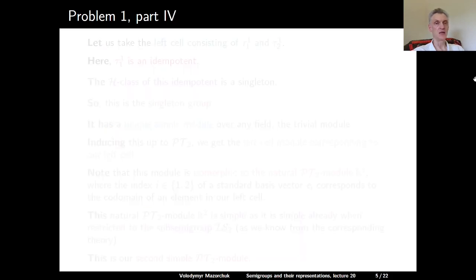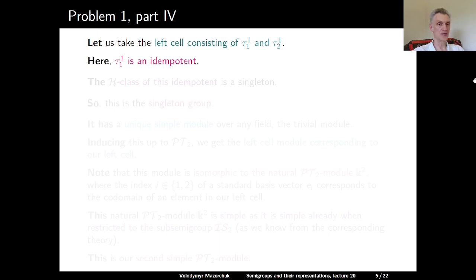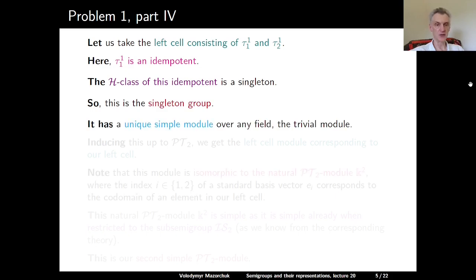Let us take in this class the left cell consisting of tau_11 and tau_12. So here the element tau_11 is an idempotent, it's just the identity on 1. So the H-class of this idempotent is a singleton group, as we saw in the egg box diagram. All H-classes are singletons. So we have the singleton group, and the singleton group has a unique simple module over any field. That's the trivial module. If we induce this trivial module using our left class all the way up to PT2, we get the left cell module corresponding to our left cell.